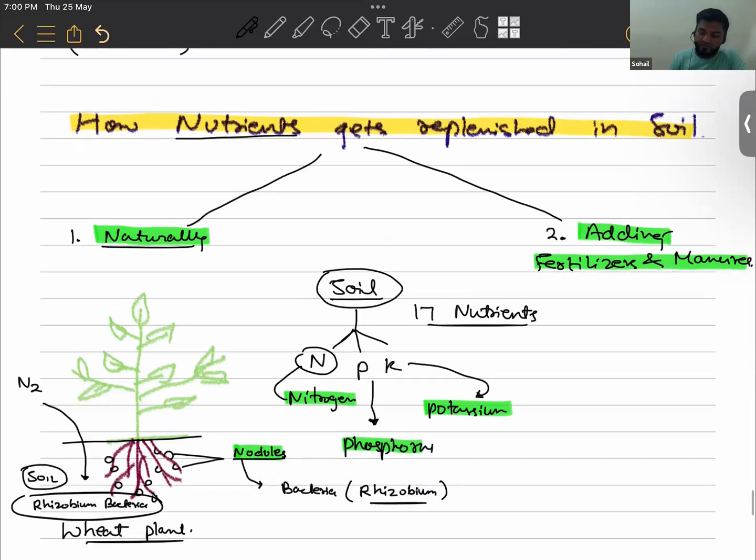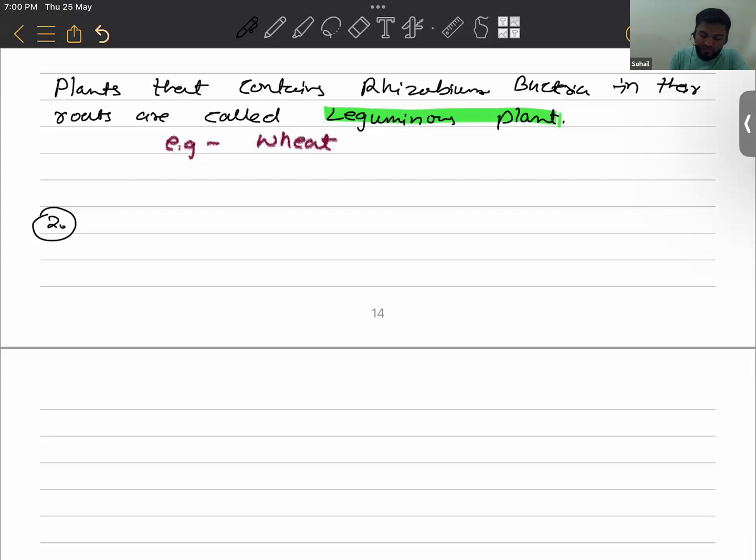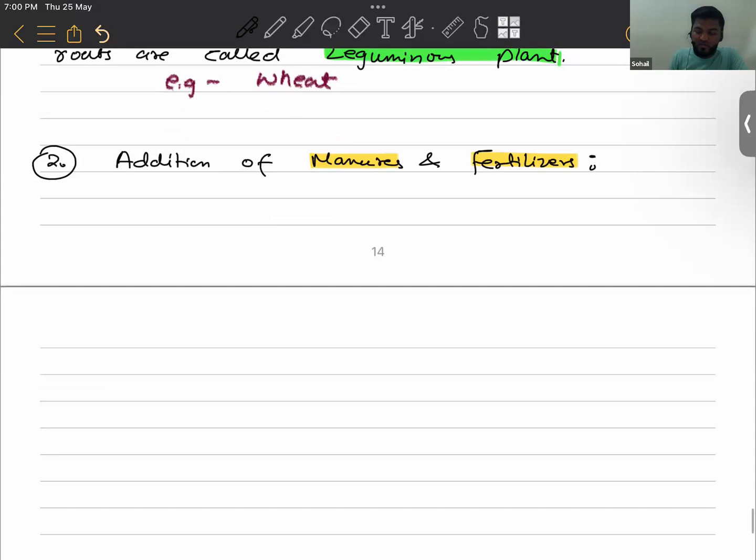Now the second method is obvious, that is the addition of manures and fertilizers. Okay. Now, what is the basic difference between manure and a fertilizer here? On one side I've written manure, on the other side I've written fertilizer.